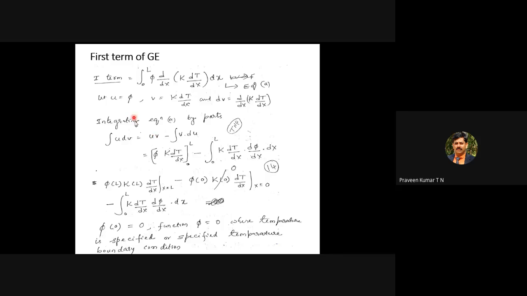Now you are simplifying only the first term of equation 5. This is the first term. For that, you have to go by integration by parts. So for the first term, you are taking u as phi and dv as this term. You should be very careful: once you go for the integration of u into dv, if you define this as dv, then v becomes k into dT by dx. You have to choose appropriately. So v is equal to k into dT by dx, and dv becomes this term.